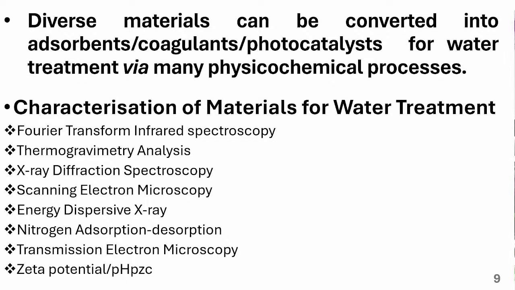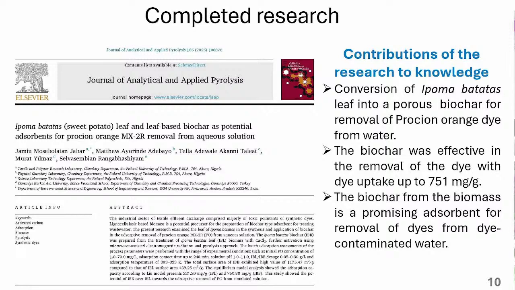I'll use this opportunity to present some of the research outputs from my research group. The first one, this research paper was published early this year, 2025, and this discussed the usage of biochar from potato leaf for removal of Prussian orange, which is a dye, a pollutant that can be carcinogenic, that can cause mutagenesis, a lot of health problems for the people that consume them.